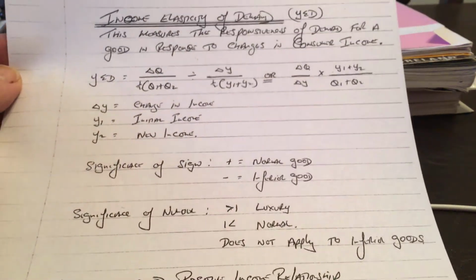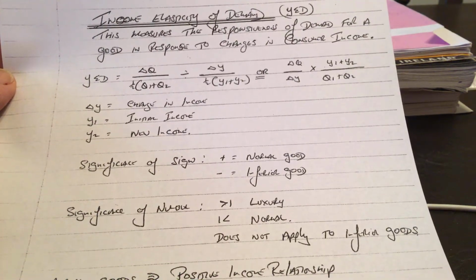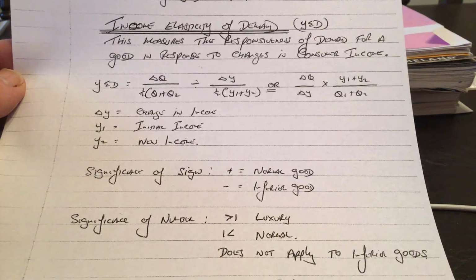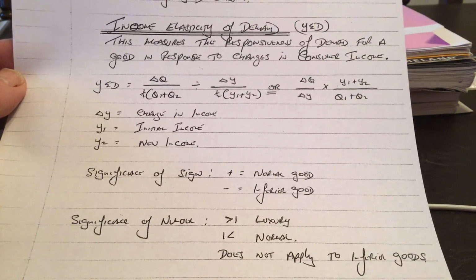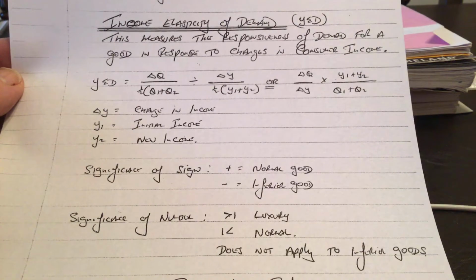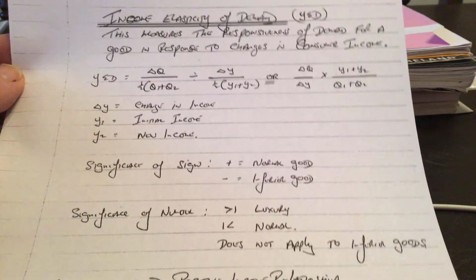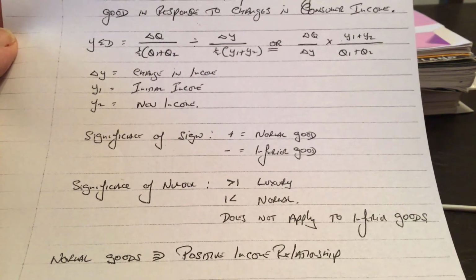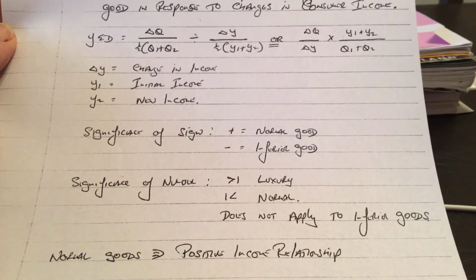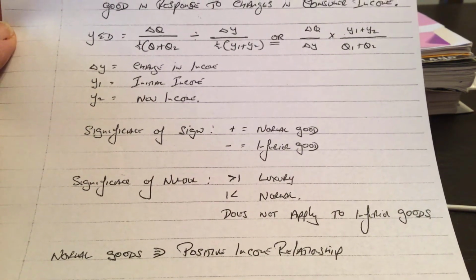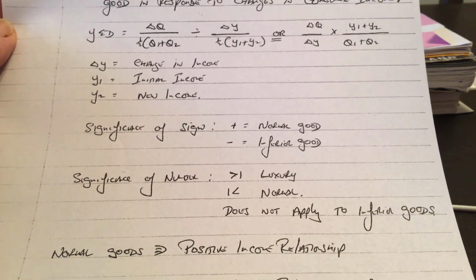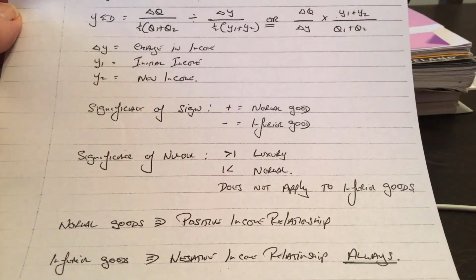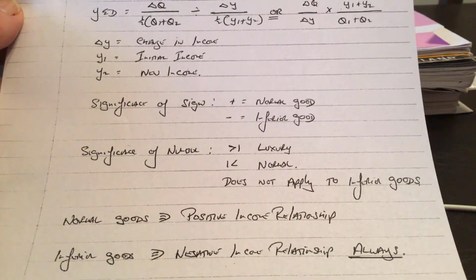Now the significance of the sign, if the answer is plus, it's a normal good. In other words, as income goes up, the quantity demanded goes up. If it's a minus, it's an inferior good. As income goes up, the quantity demanded goes down. The significance of the number, if the number is plus and greater than 1, it's a luxury good. If the number is plus and less than 1, it's a normal good. For an inferior good, it doesn't matter what the number is. Once there's a minus before it, it's an inferior good.